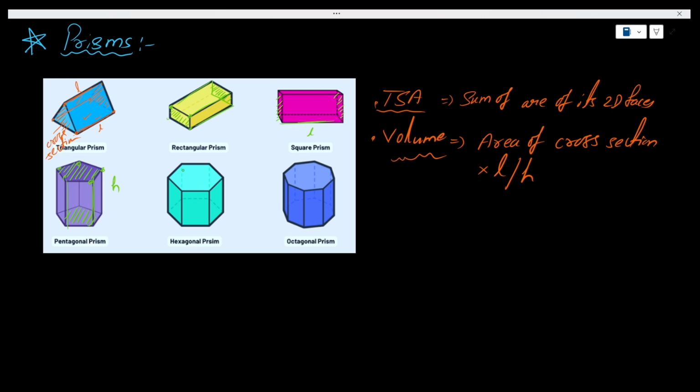Similarly, hexagonal prisms, how do you get it here? Hexagon, here it will be a regular hexagon. If you take the area of the hexagon times this height, we'll get the volume of the prism. Now, there are different types of pyramids.